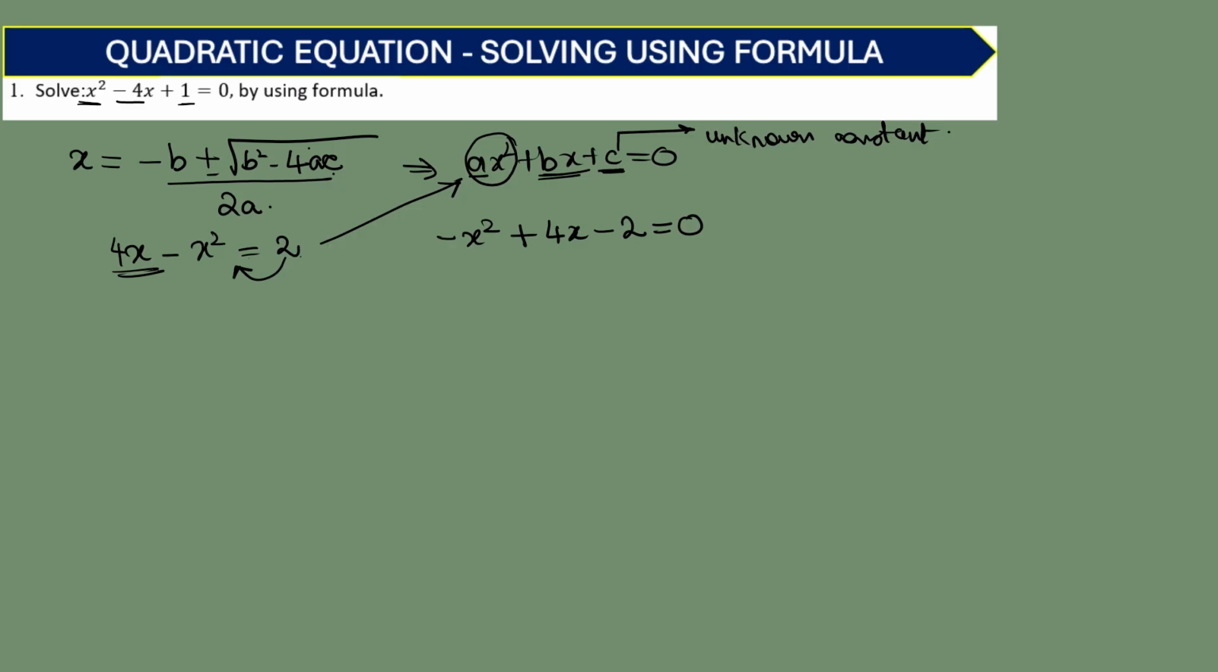And then you proceed with finding the values. So for this example that I have given over here, what is your value of a? Minus 1. And a, the coefficient, should include the sign. Remember, b is 4 and c is minus 2. Alright, this was a quick recap. Now let us proceed with the sum that we have in hand.